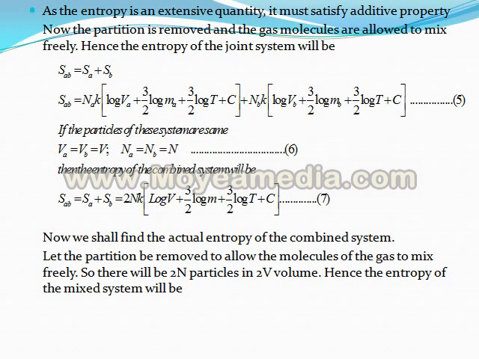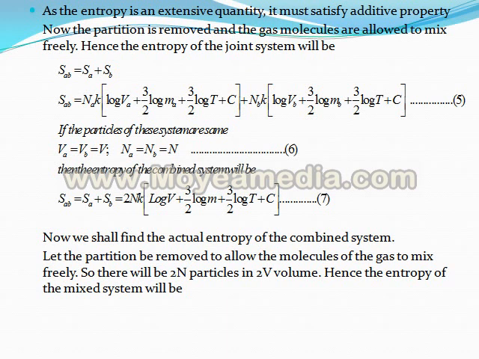If the particles of these systems are the same, then VA is equal to VB is equal to V, and NA is equal to NB is equal to N. Equation 6. Then the entropy of the combined system will be written as SAB is equal to SA plus SB equals 2NK [log V plus 3/2 log M plus 3/2 log T plus C]. Equation 7. Now we shall find the actual entropy of the combined system.